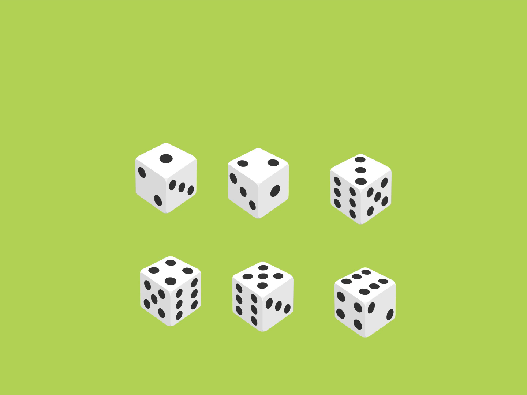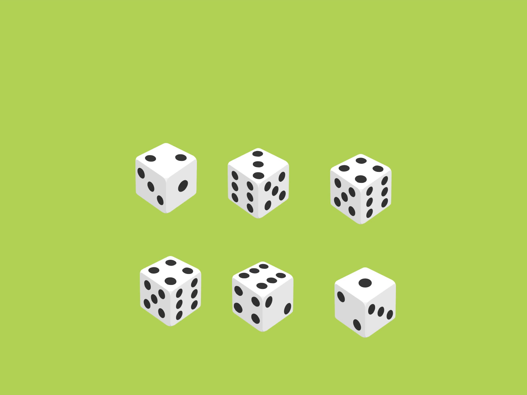All dice are essentially the same. They have the same properties, such as sides. And they have the same behavior, for example, they can be rolled.